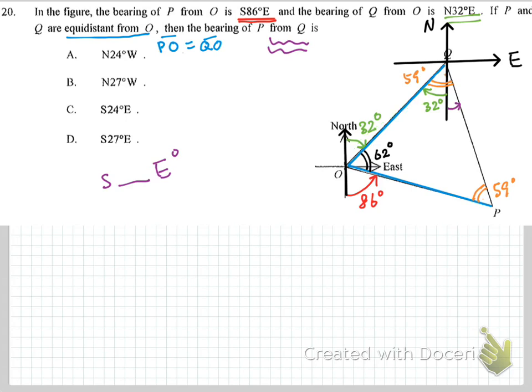So the purple angle, you can find the purple angle now, is 59 minus 32. Alright, this purple angle will be 59 minus 32. And the answer goes to 27 degrees. Alright, so the answer is south 27 degrees east. We choose D as the answer.